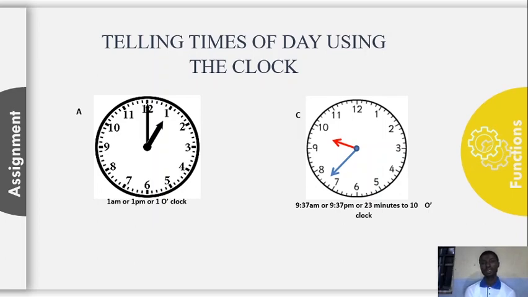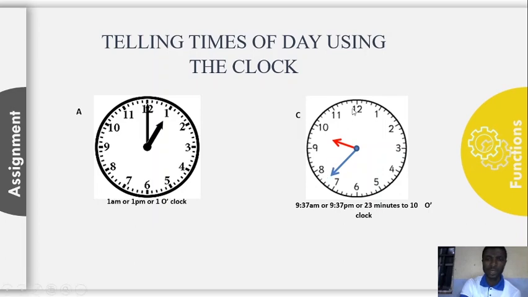Now, the shorter arm is placed between 9 and 10, but this time closer to what? 10. Look at it, it is not exactly on 10, it is closer to 10. But the longer arm is between 7 and 8. But when you look at it very well, you will observe that the longer arm is on one of those small strokes.